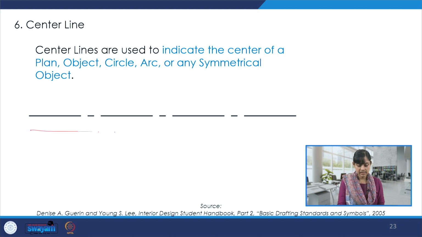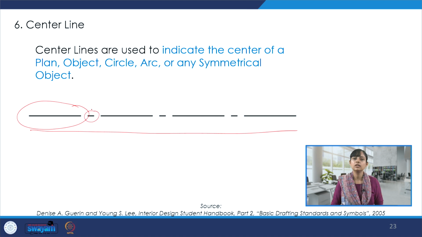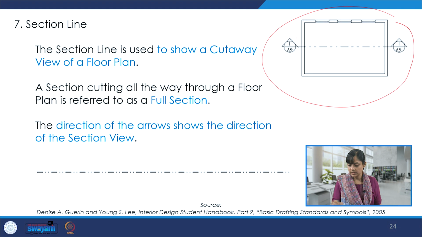Then there is this center line, which is like a long dash and a small dash, and they indicate the center of a plan, object, circle, arc, or any symmetrical object. Section line, over here we see this section line along with this arrow, so the direction in which we are looking. And the section line is used to show a cutaway view of a floor plan. And the direction of the arrows shows the direction of the section view.